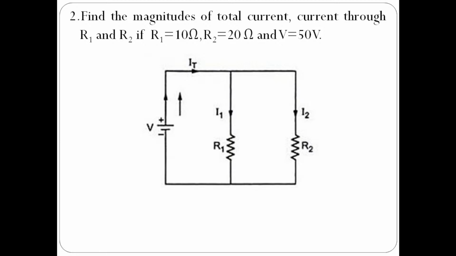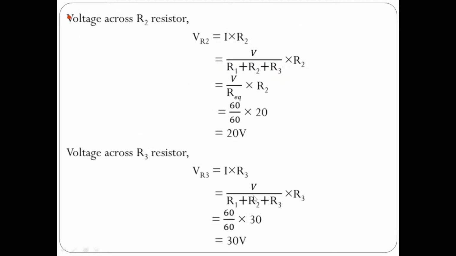Someone has written V3 as 40 volts, but it is 30. You just see, V by R equivalent is same. 60 by 60 it is 1, into 30. You should get 30 volts, not 40 volts. You just check your calculation. You should get 30 volts. Okay, let's go to the next one.